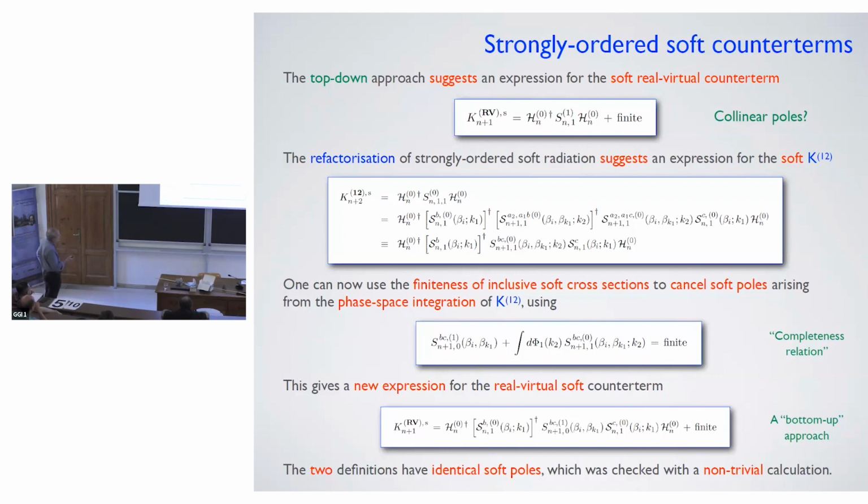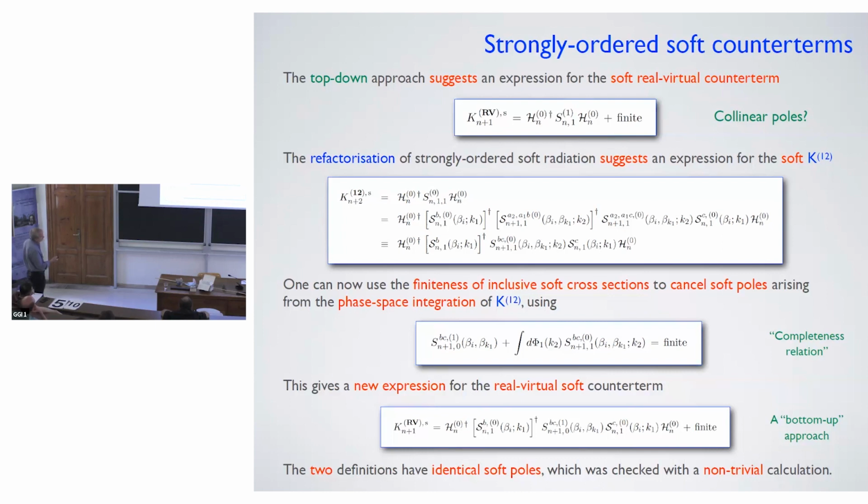But then I would look carefully and say, wait a second, this thing will have some collinear poles, which are not really supposed to be in the soft sector. And also I have this problem, and I want this thing to have the poles that cancel the integral of K12. So I go back and I look at K12. But now, K12 is exactly this strongly ordered soft function in the proper sandwich. And this, I have now shown, factorizes into the product of 2 pieces.